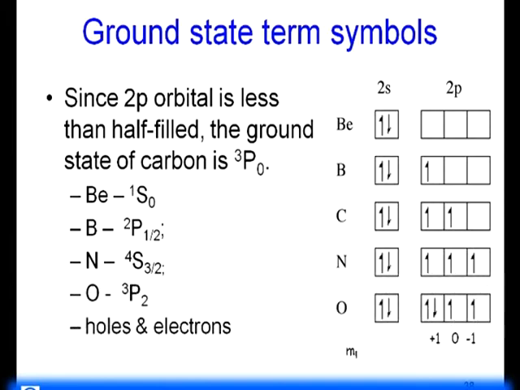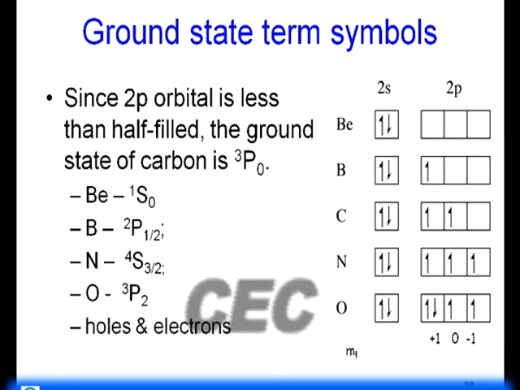Again you have 2 unpaired electrons, so you again get 3P, but 3P2 becomes the lower energy level because now it is more than half full. You are putting 4 electrons in a 2p orbital and there is a possibility of putting 6 electrons there, so it is more than half full, and unlike carbon where we said that the ground state is 3P0, it is 3P2. We also have the concept of holes and electrons.